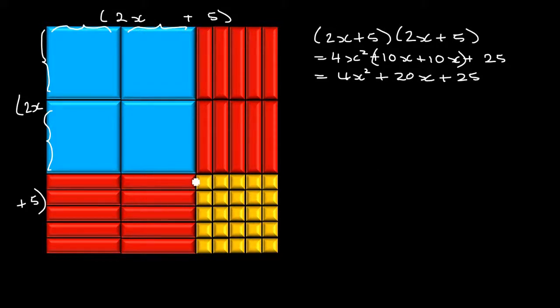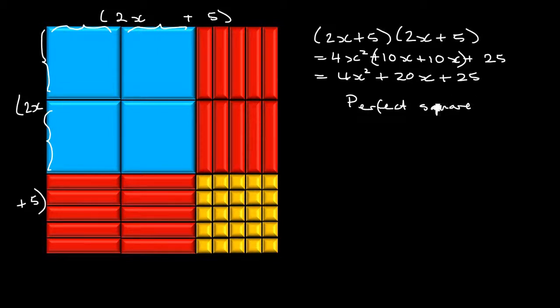Okay, so we've got 20 of these x's, we've got 25 of these ones, and we've got 4x squareds. We're going to look in a second at what happens when we've got minus 10x plus 10x. We'll do that in just a moment. But just before we do, we need to register what's going on here. What we've got here is an example of a perfect square. So the term that we use for an expression like this is perfect square.